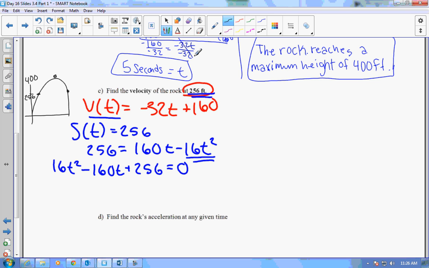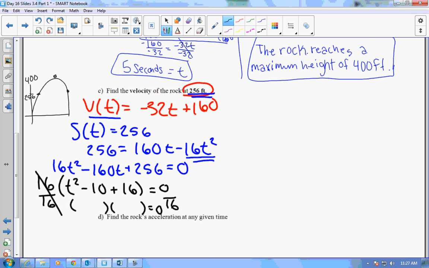You want to make your life easier? See if that guy's divisible by 16. Yeah, so factor out 16. You factor out 16, then I get t squared minus 10t plus 16. And it's really nice. If I divide by 16 on both sides, because of the 0, 16 is gone. So my two factors equaling 0 will be, let's see, two numbers that multiply to 16 but add to negative 10 will be negative 8 and negative 2, right?